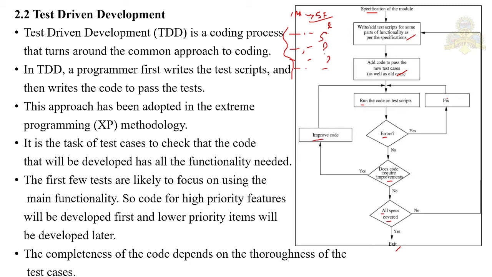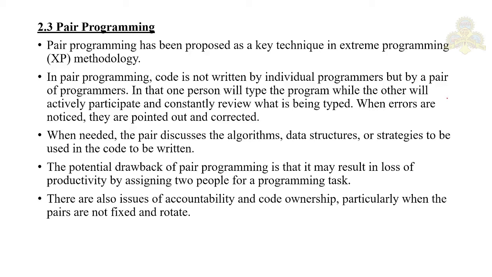If you miss writing a test case for an important functionality, that means you will not code it. That actually means you have not coded the main functionality of the system. So this is one disadvantage. Whenever you are writing the test scripts or test cases first, you have to make sure all the functionalities are covered. Then start writing the code. Getting it? The next one is pair programming.